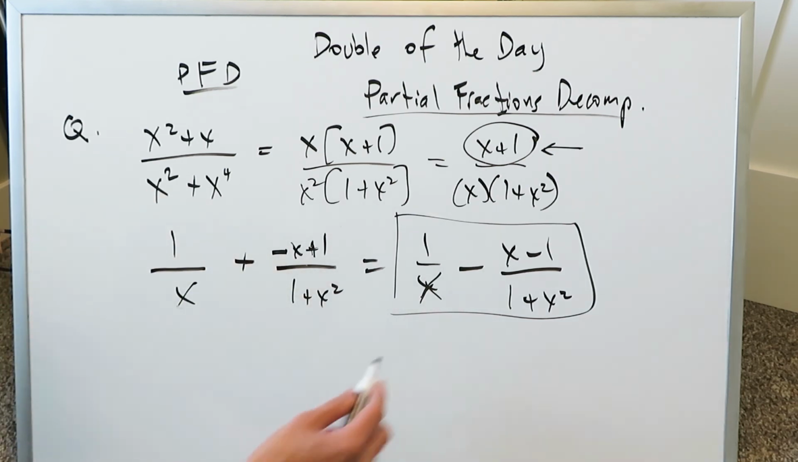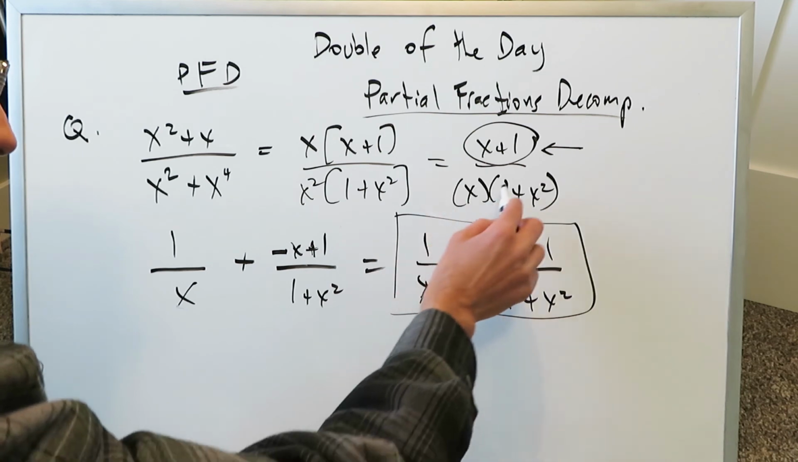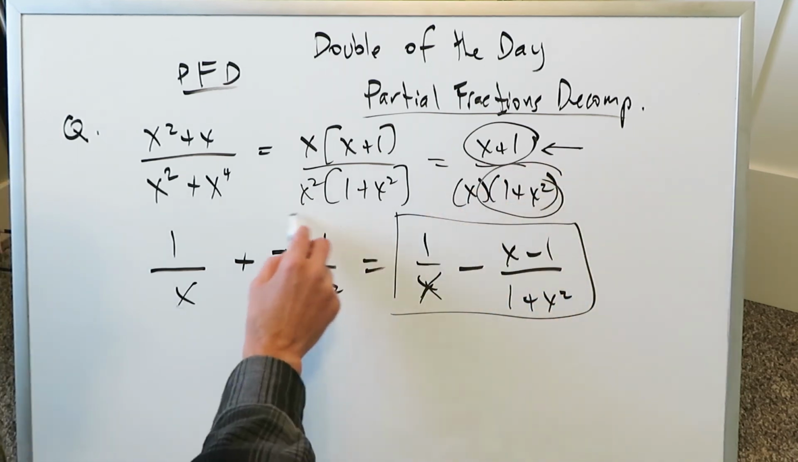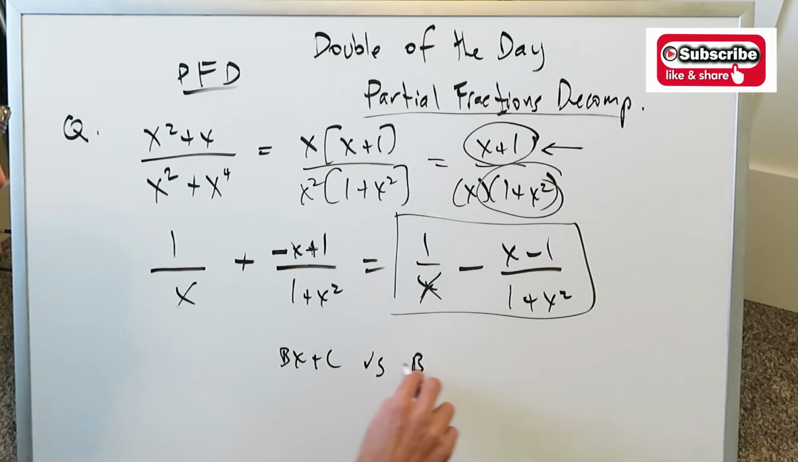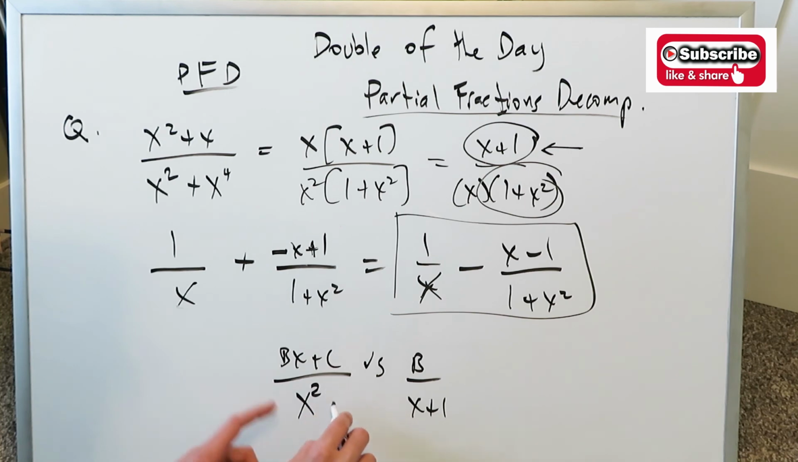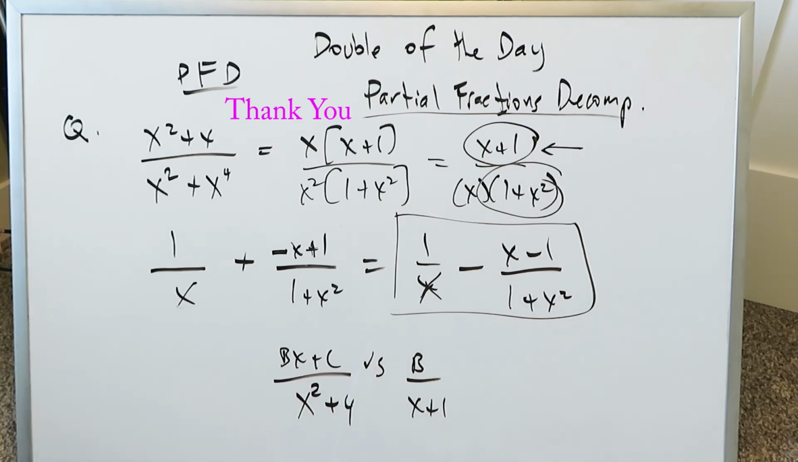So you keep in mind, an irreducible factor, as you see over here, leads to an expression bx plus c above it, versus just having a b. b would be over something like x plus 1, but bx plus c would be over some irreducible factor like x squared plus 4, x squared plus 1, or any of these factors which cannot be reduced further. That's a peculiarity you need to keep in mind.